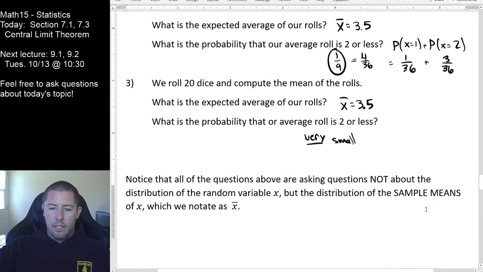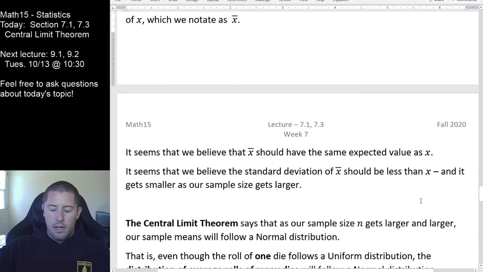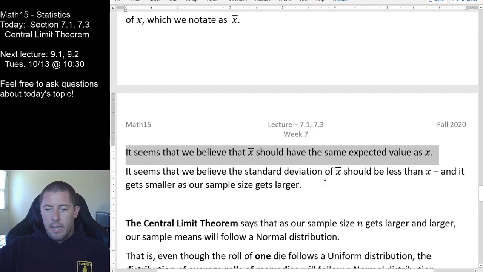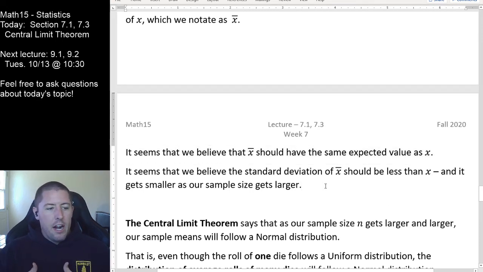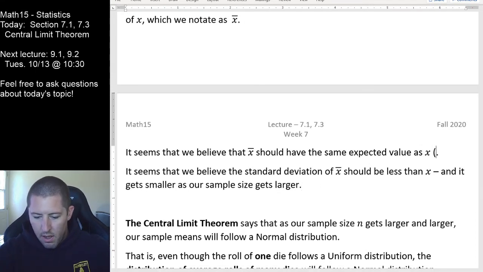So it's not quite clear, but maybe we can come up with a way to compute this. These are the same takeaways that we took from last lecture. It seems that we think that our sample average should be the same as the expected value of X, which is what we call here mu.